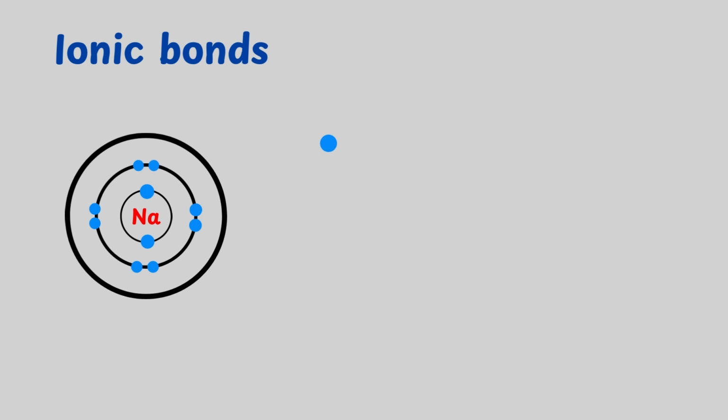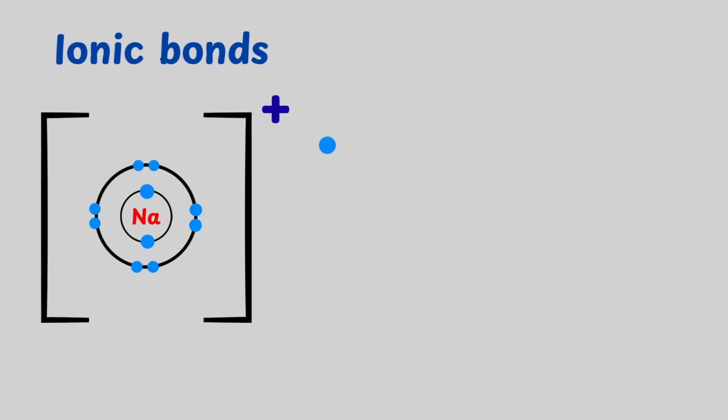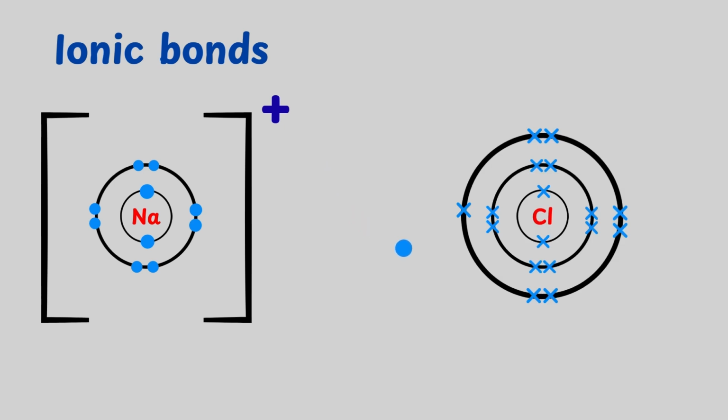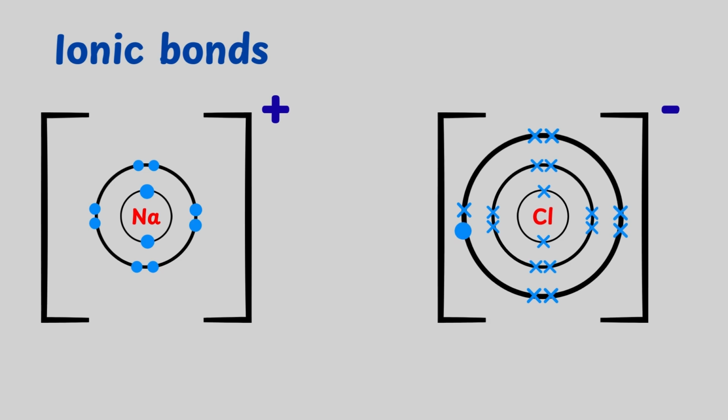Sodium, or Na, has 1 electron in its outer shell. It loses that electron to become stable, forming an Na+ ion. Chlorine has to gain 1 more electron to become stable. The electron lost from sodium is gained by chlorine, making it a Cl- ion.